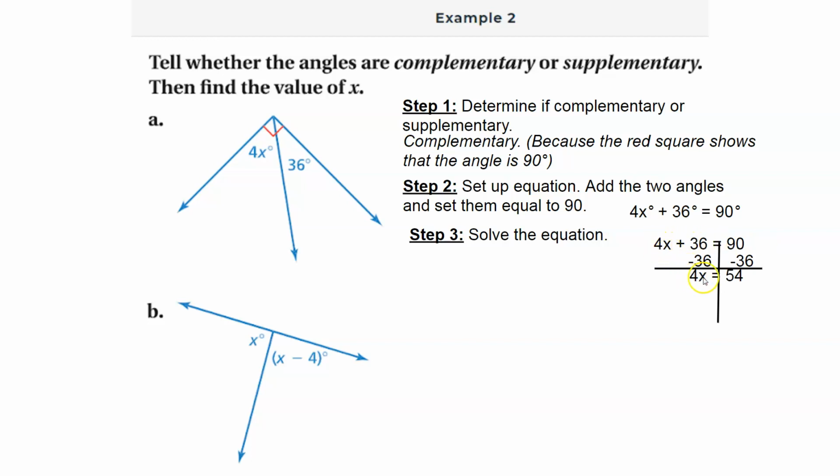And we're left with 4x equals 54. Now this 4x is the same thing as 4 times x. So we do the opposite of multiplication, which is division. So we divide by 4 on both sides, and x is equal to 13.5. So this right here is our answer. That is the value of x up here from the instructions.